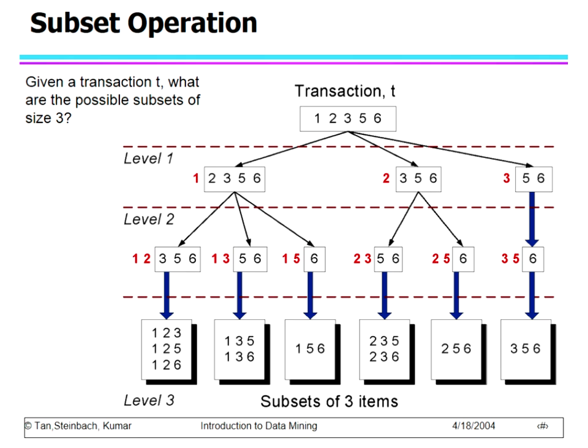So for this slide, let's suppose that we have this transaction T. In this transaction, how many items do we have? 5, not 6, only 5: 1, 2, 3, not 4, 5, 6. So 5. We want to extract all the possible subsets of size 3.